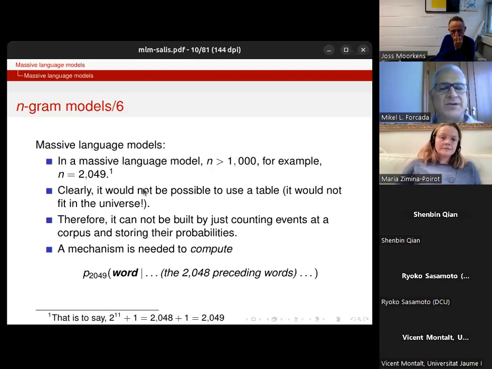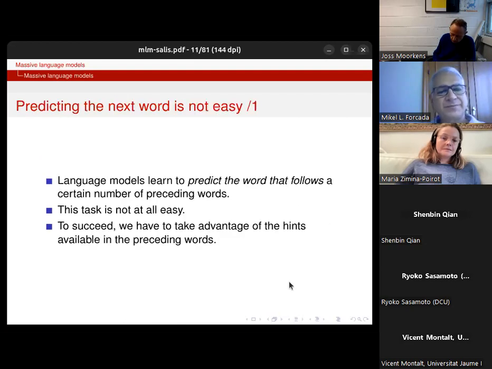So it wouldn't be possible to use a table. It would not fit in the universe. There's no place in the universe for a table like that. So we cannot just build a table by counting events. We need some way to compute the probability. We need a way to compute the probability of this 2049th word after the 2048 preceding words. So we need to be able to compute what comes after this block of 2000 words.